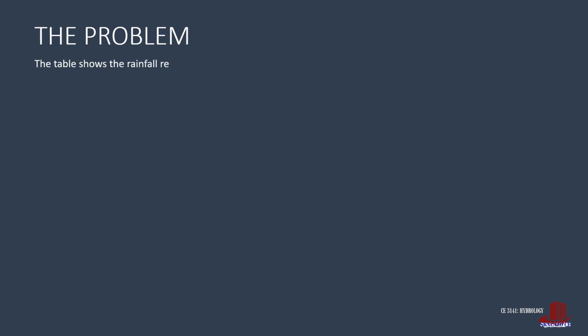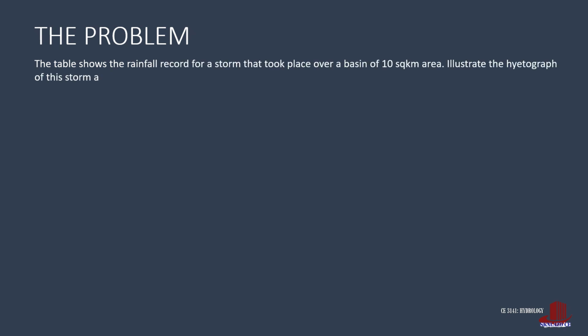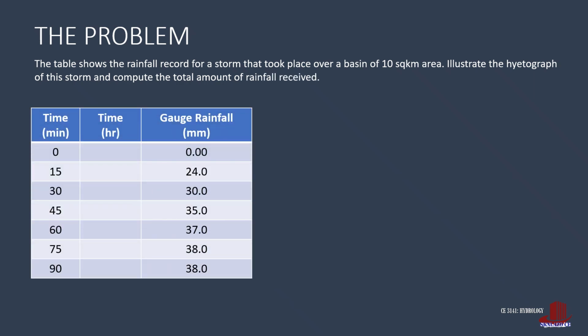The second example in the series provides data tagged as time and gauged rainfall. We are to draw a hyetograph and also determine the total rainfall received. Before extending the table, let's analyze the given data. Time is in minutes, but intensity is measured in millimeters per hour.